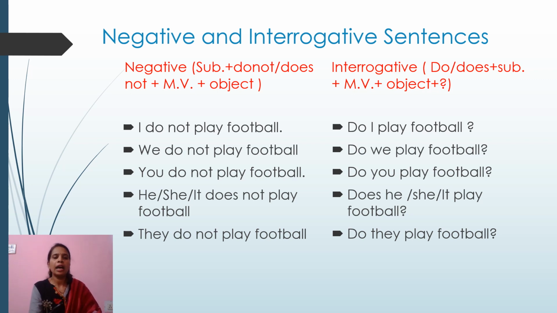For example, I do not play football. Since I is the first person, the helping verb do not is used. And whenever we make interrogative sentences, what we do is bring forth the helping verb in front of the sentence, just like do I play football, and it becomes an interrogative sentence. We do not play football. In interrogative it becomes do we play football. And when the subject is third person singular, he, she or it, we use he does not play football, and interrogative, does he play football.